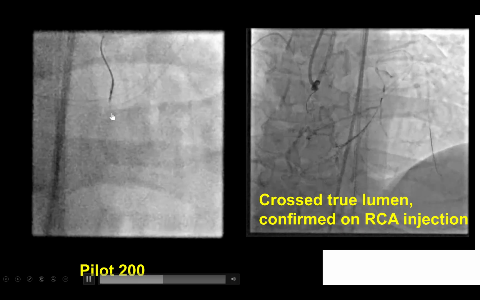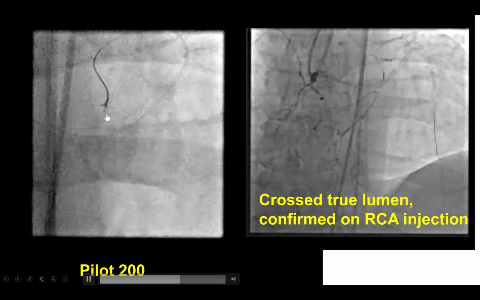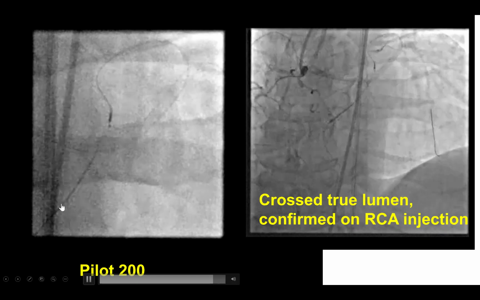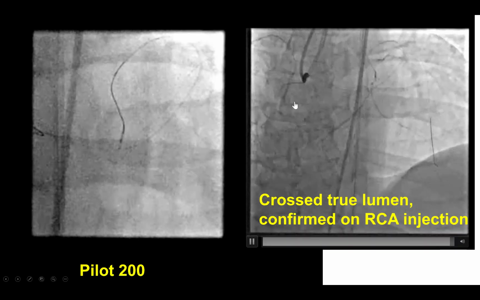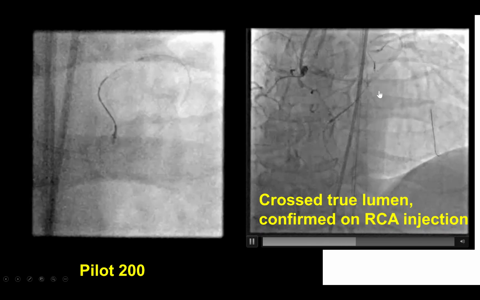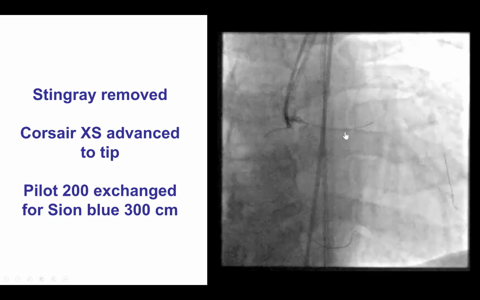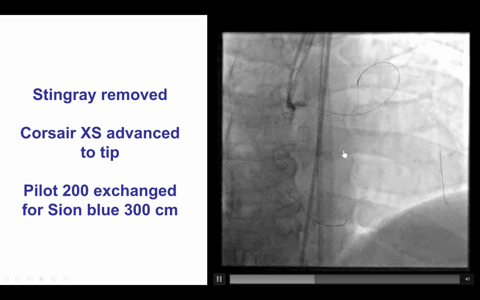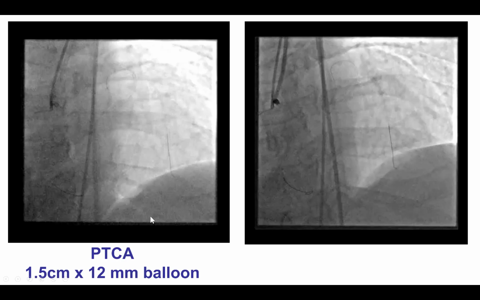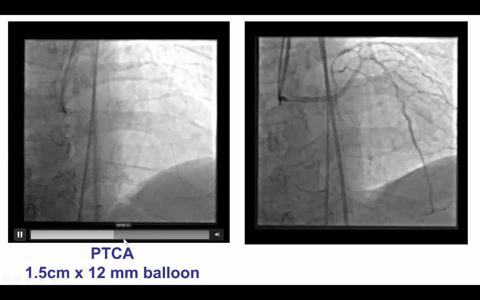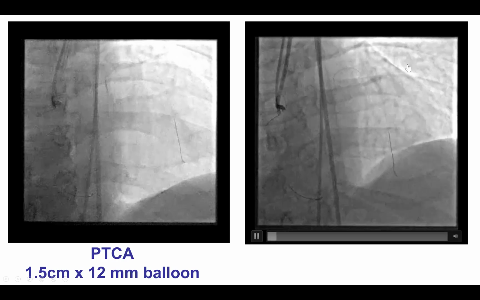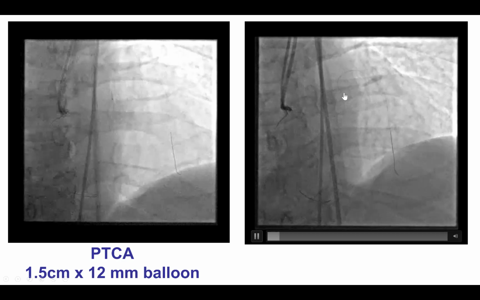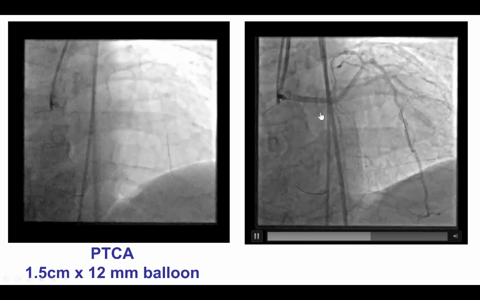This was a very nice development because, again, we did not have retrograde options in this particular patient, so wire escalation and ADR were essentially our only options. Contralateral injection did confirm that we did have distal true lumen crossing. And then, after removing the Stingray and exchanging for a workhorse guide wire, a Sion Blue, we then performed balloon angioplasty. We did have to use a long guide wire because otherwise we did not have enough length of the wire back to be able to load our equipment.